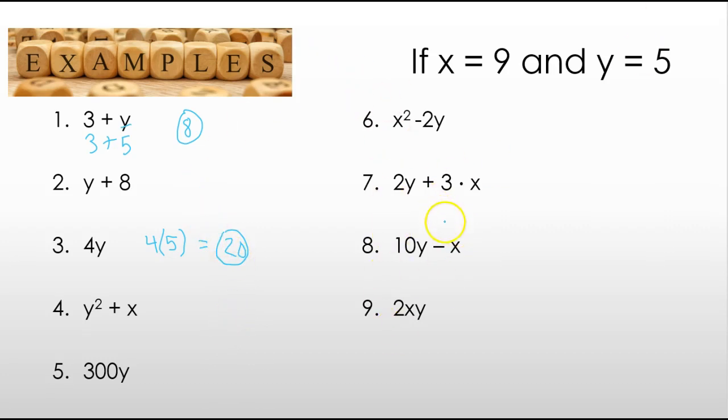All right, let's do an exponent one. So let's do this one down here. So 5 squared, I plug in my 5, plus x is 9. So 5 squared is 25, plus 9, that does equal 34. Let's see here. So this one we're going to do 2 times 5 plus 3 times 9. This one will do 2 times 9 times 5. So go ahead and work through these.